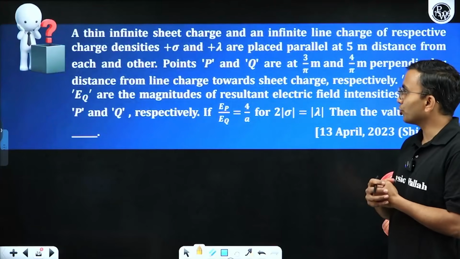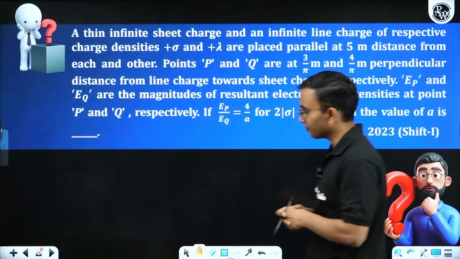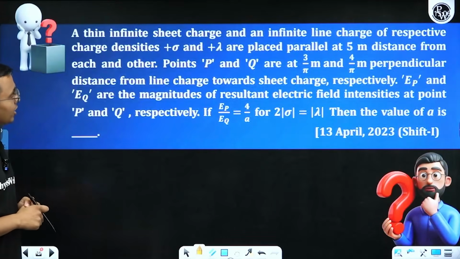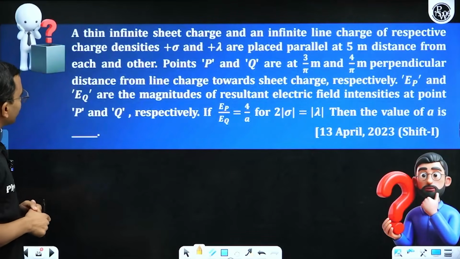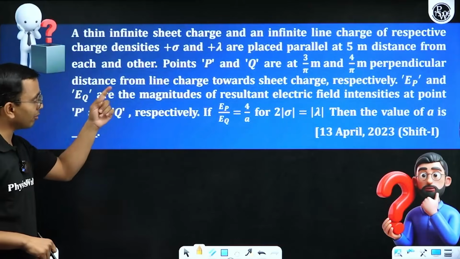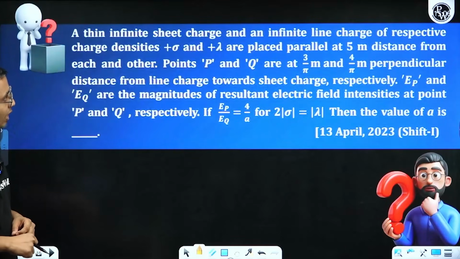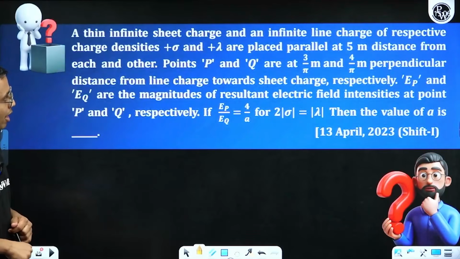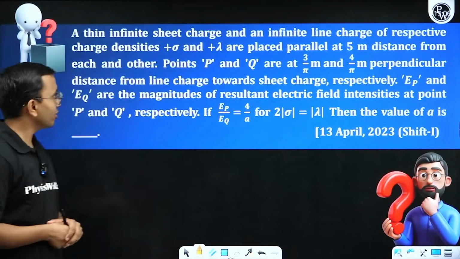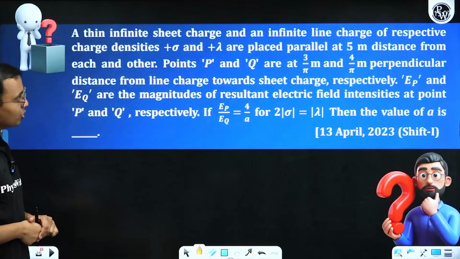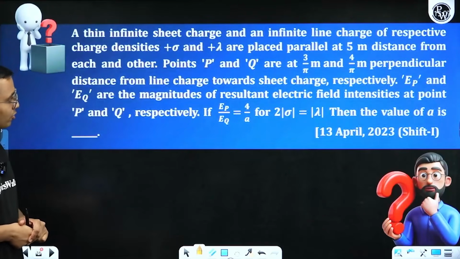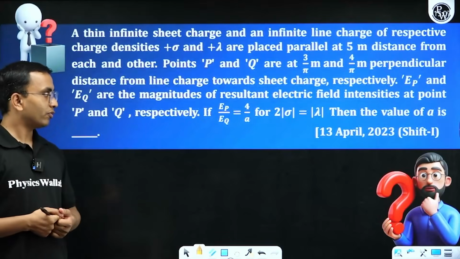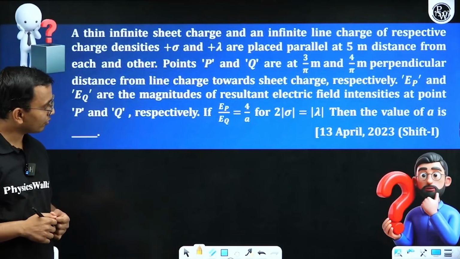Now coming to a question based on this, let us read it out. A thin infinite sheet charge and an infinite line charge of respective charge densities plus sigma and plus lambda are placed at 5 meter distance from each other. Points P and Q are 3 by pi meter and 4 by pi meter perpendicular distance from the line towards the sheet. EP, EQ are magnitudes of electric field at points P and Q. We have to find the answer given EP and EQ.